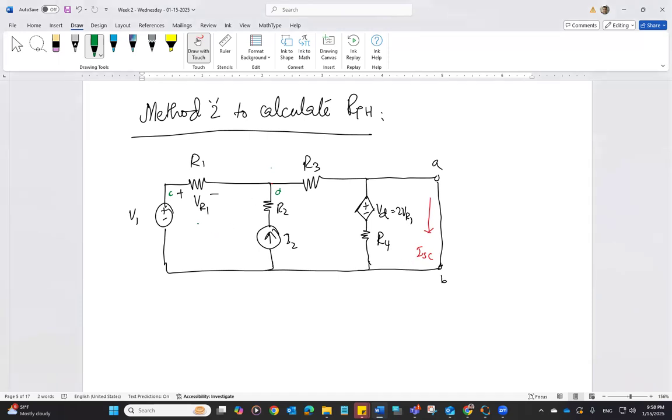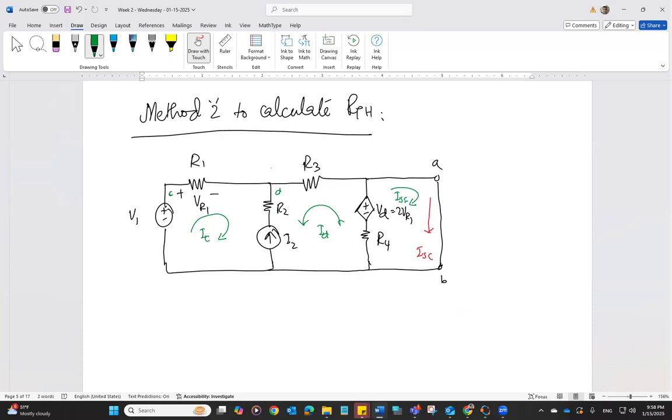And let's assume our mesh C current is going clockwise, IC. And let's assume our mesh D current is going counterclockwise, ID. And again, these are totally random directions. And I short circuit is in this direction, I short circuit. And then we can apply a super mesh in mesh C and D, loop C and D.